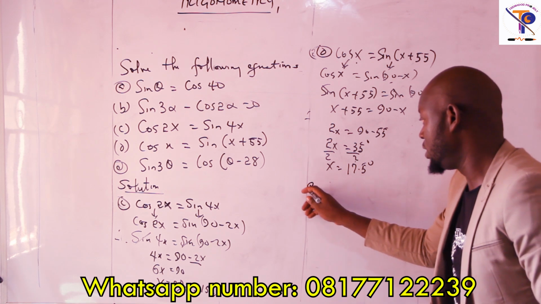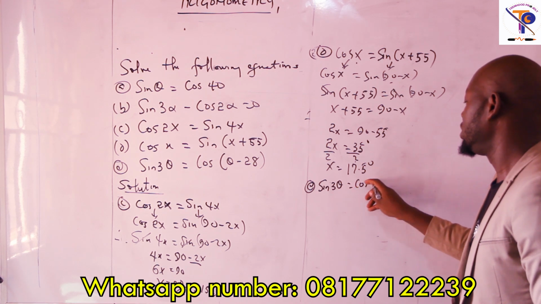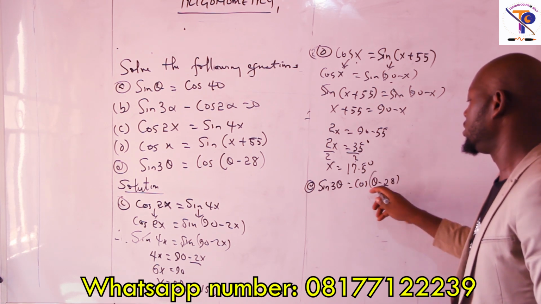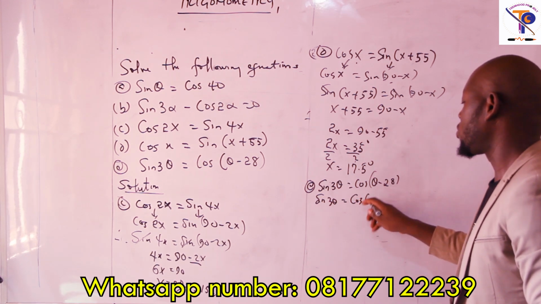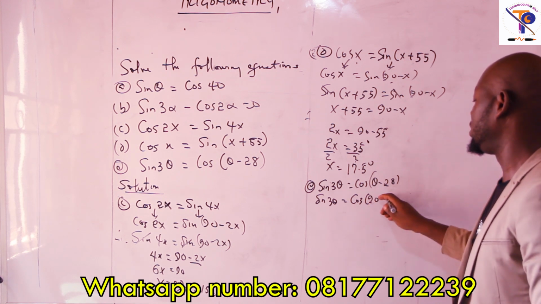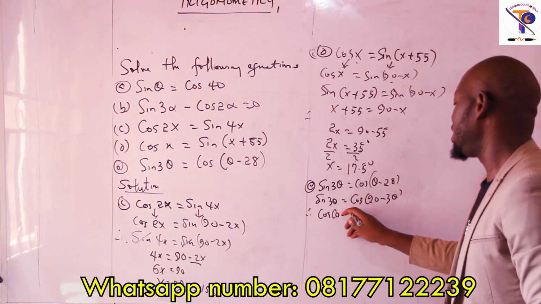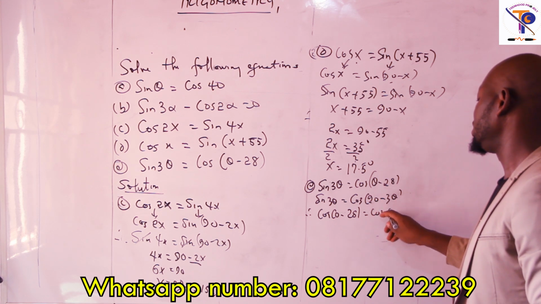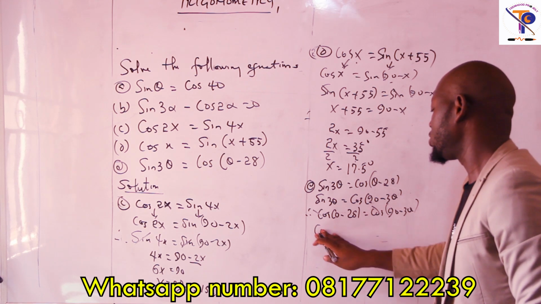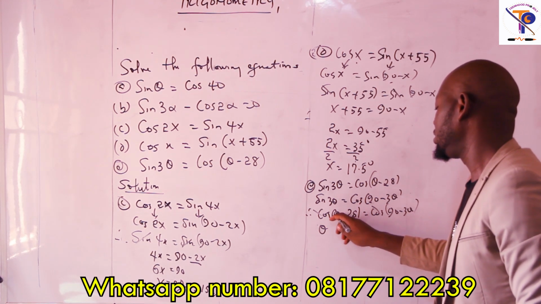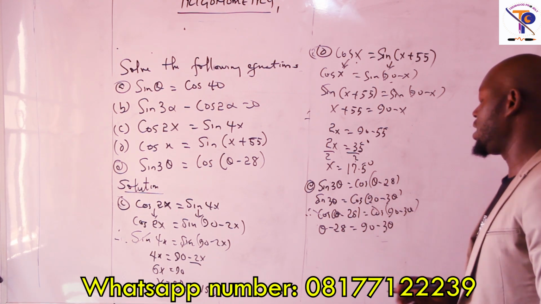Let's go. Now, if we have sine 3 theta is equal to cos theta minus 28, then my sine 3 theta will be equal to cos what? Cos 90 minus 3 theta. So therefore, I will have cos theta minus 28 is equal to cos 90 minus 3 theta. So this one will cancel. I will have theta minus 28 is equal to 90 minus 3 theta.